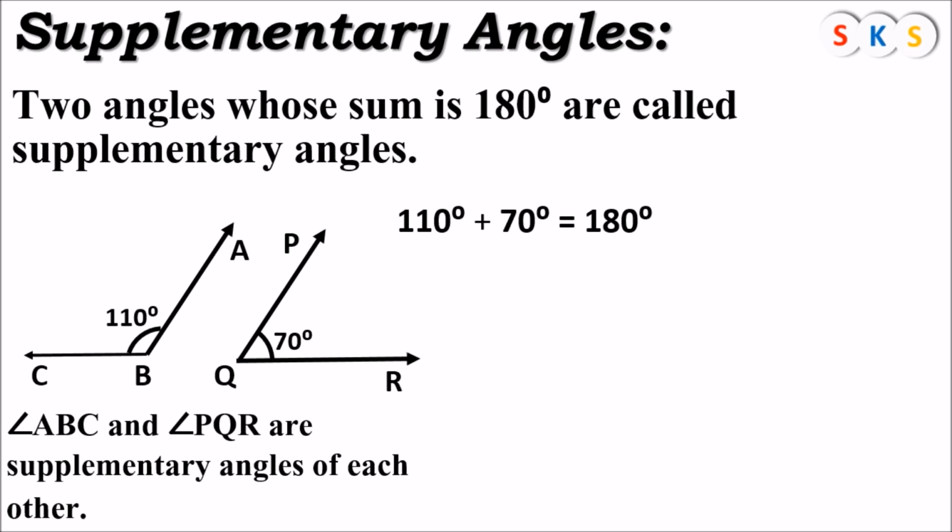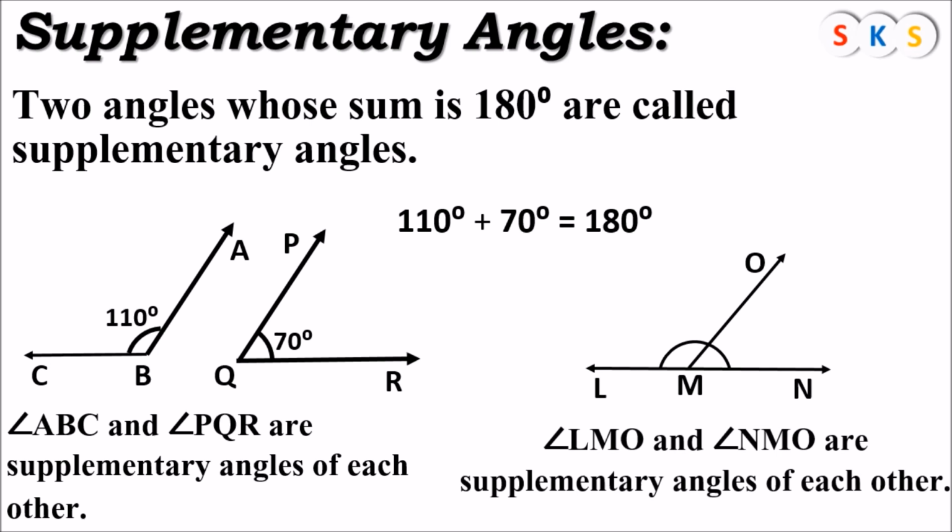Now look at the second example. In this figure, angle LMO and angle OMN are supplementary angles of each other because they form a linear pair, and we know that the angles in a linear pair are supplementary. Hence, angle LMO and angle NMO are supplementary angles of each other.